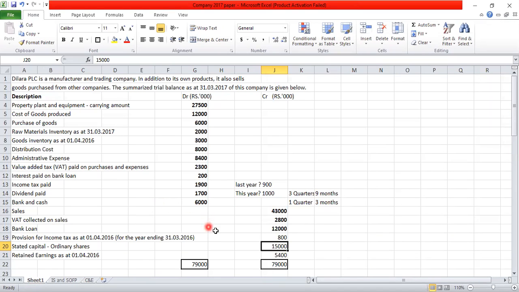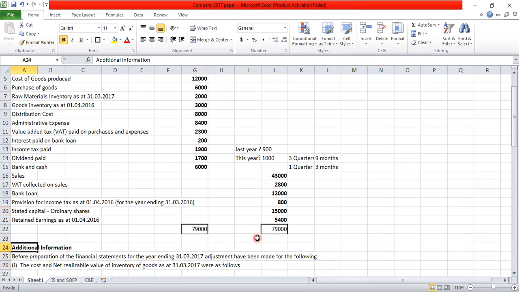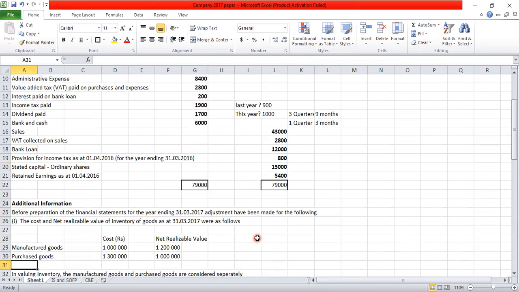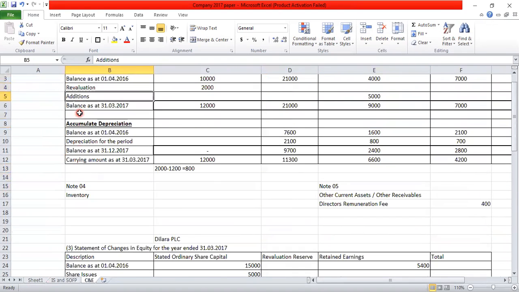Adjusting that, provision for income tax is done. Stated capital is done, and retained earnings is done. So we need to find the profit. Before that, I wanted to remind you there's a small adjustment which we missed on note number 4, inventory. Always use note number 4 as inventory. So we all remember how we did the inventory adjustment.